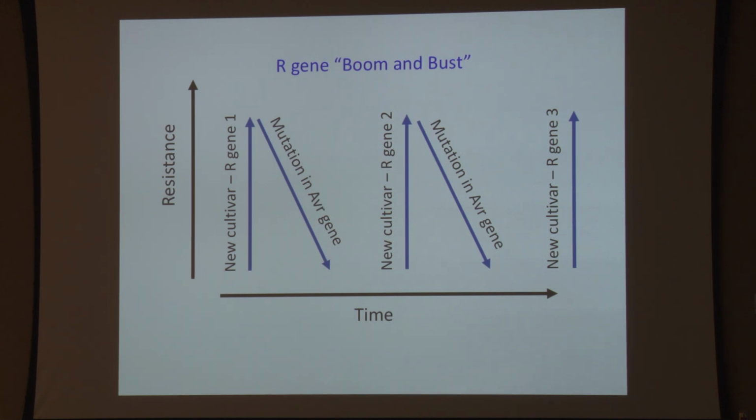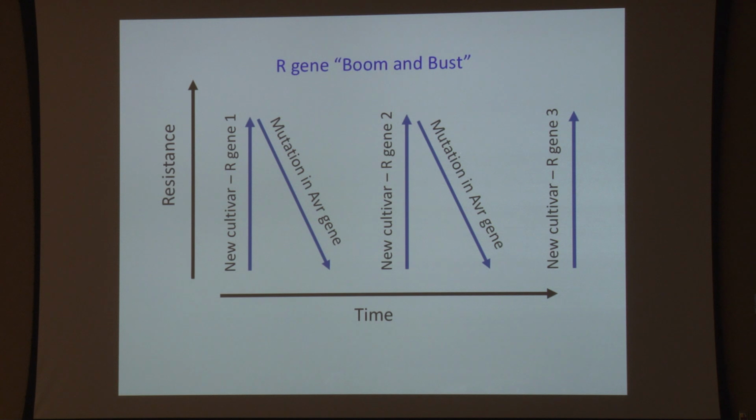So with our gene, the classic situation is boom and bust. This is showing the deployment of our genes over time. Initially, you might have a new cultivar that has a very effective R gene. And it might work for a period of years or even decades until the pathogen population overcomes that resistance, and then you have the bust.